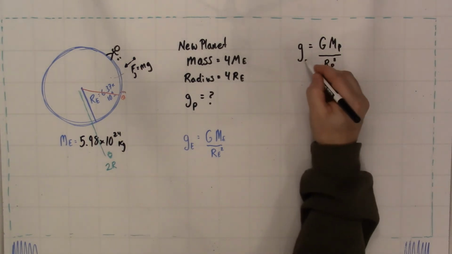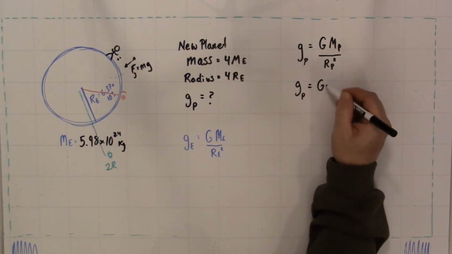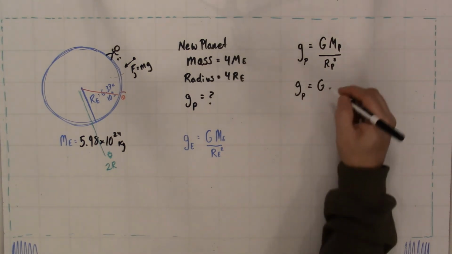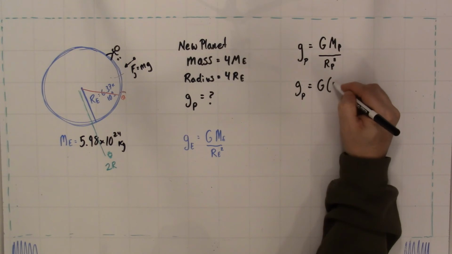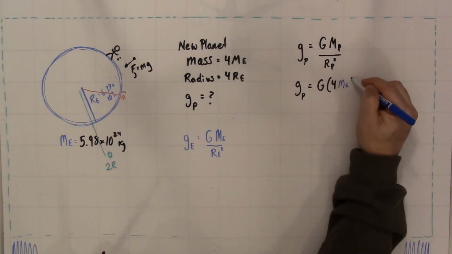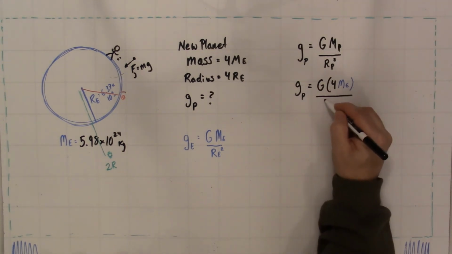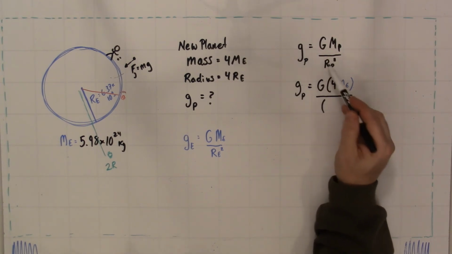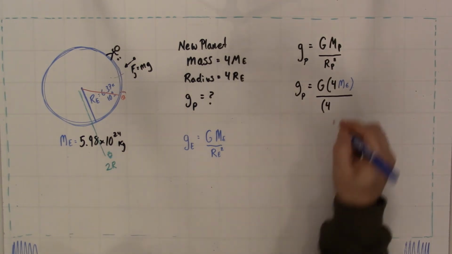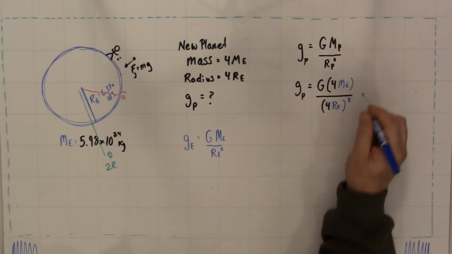So let's try that and see if that makes any sense to us. I want to go with g for the new planet here. We know it's equal to big G times, well, what's the mass of the planet? The mass of the planet is 4 times the mass of the Earth. So I'm going to say 4 times the mass of the Earth. What am I going to do? I'm going to divide by, well, what is the radius of the planet? It's 4 times the radius of the Earth. So 4 times the radius of the Earth, but don't forget you need to square that.